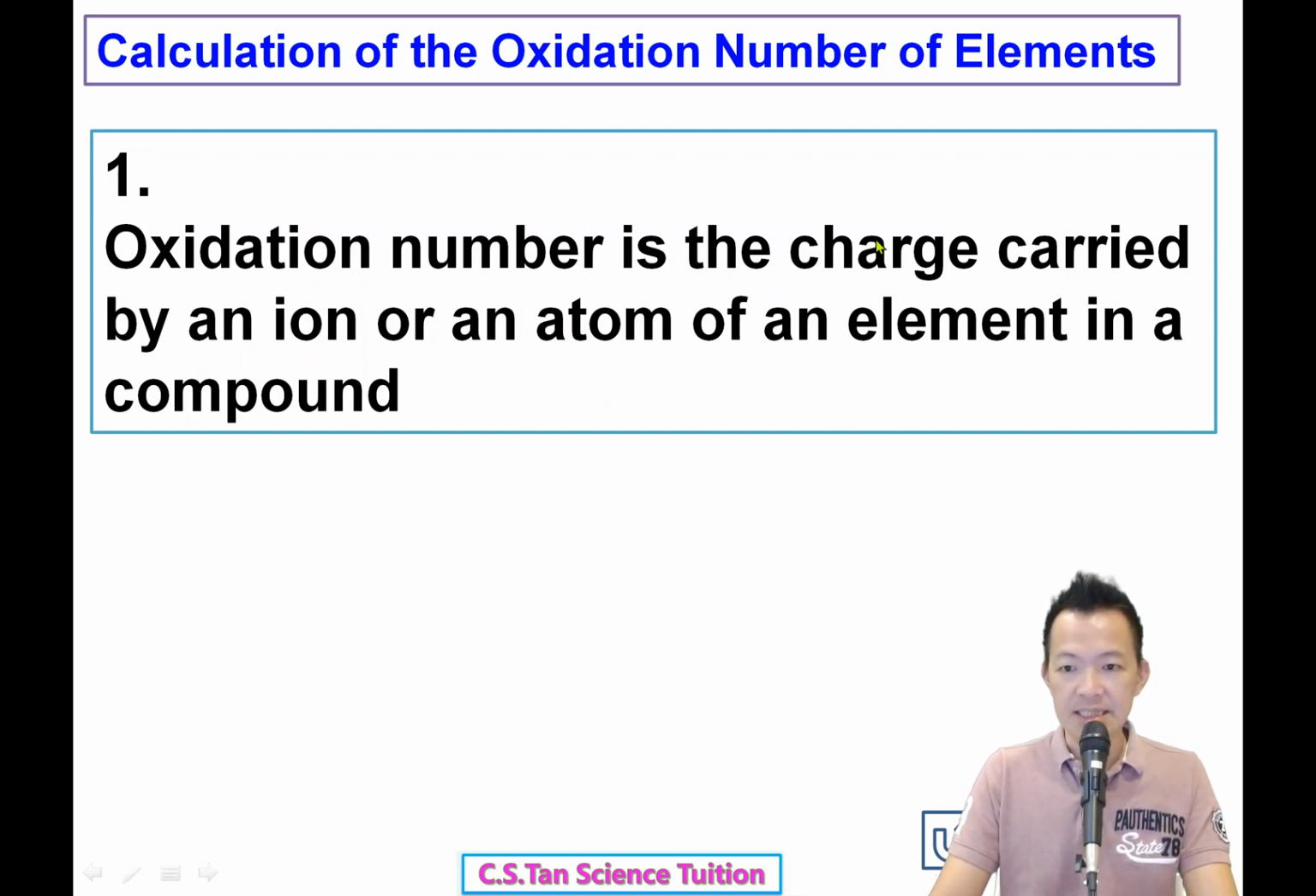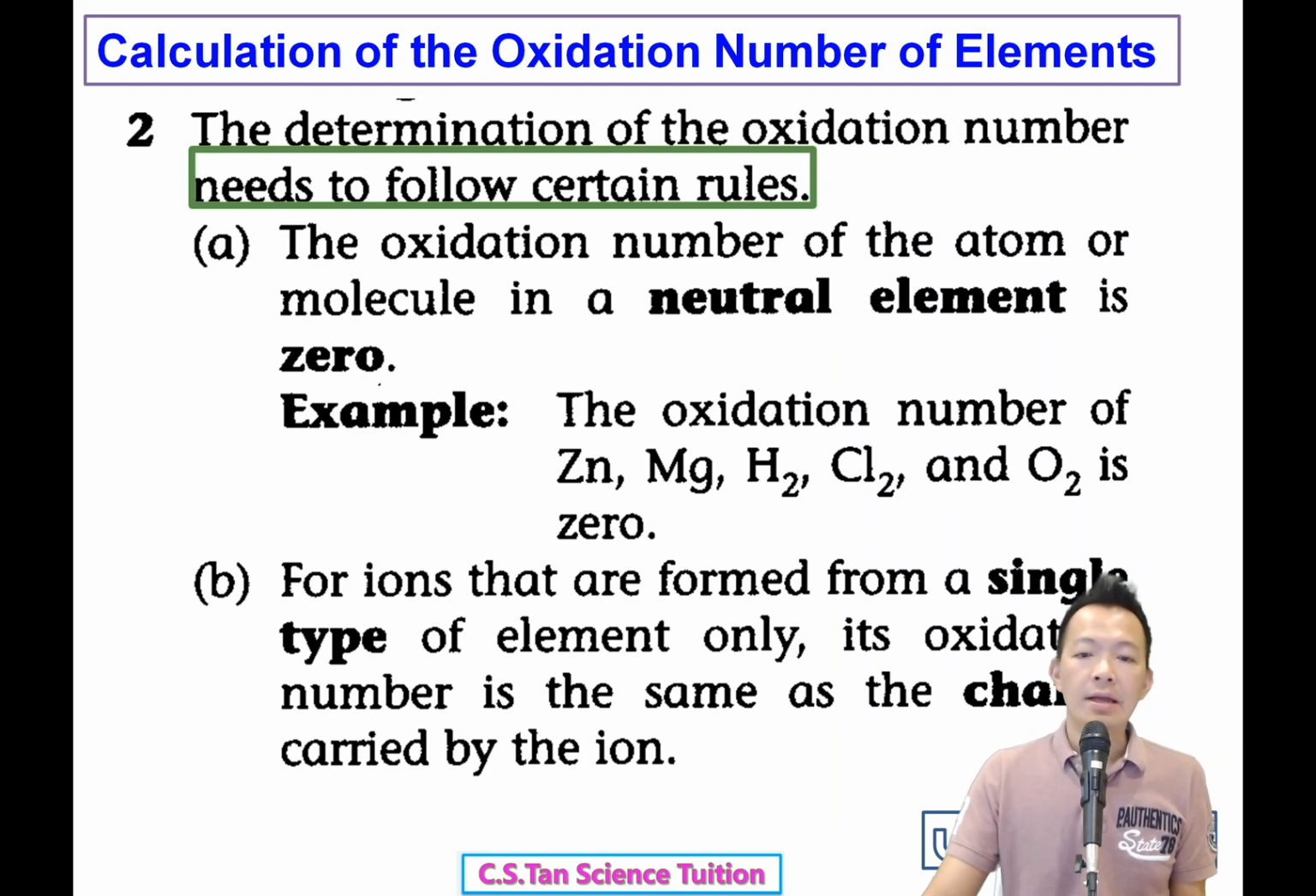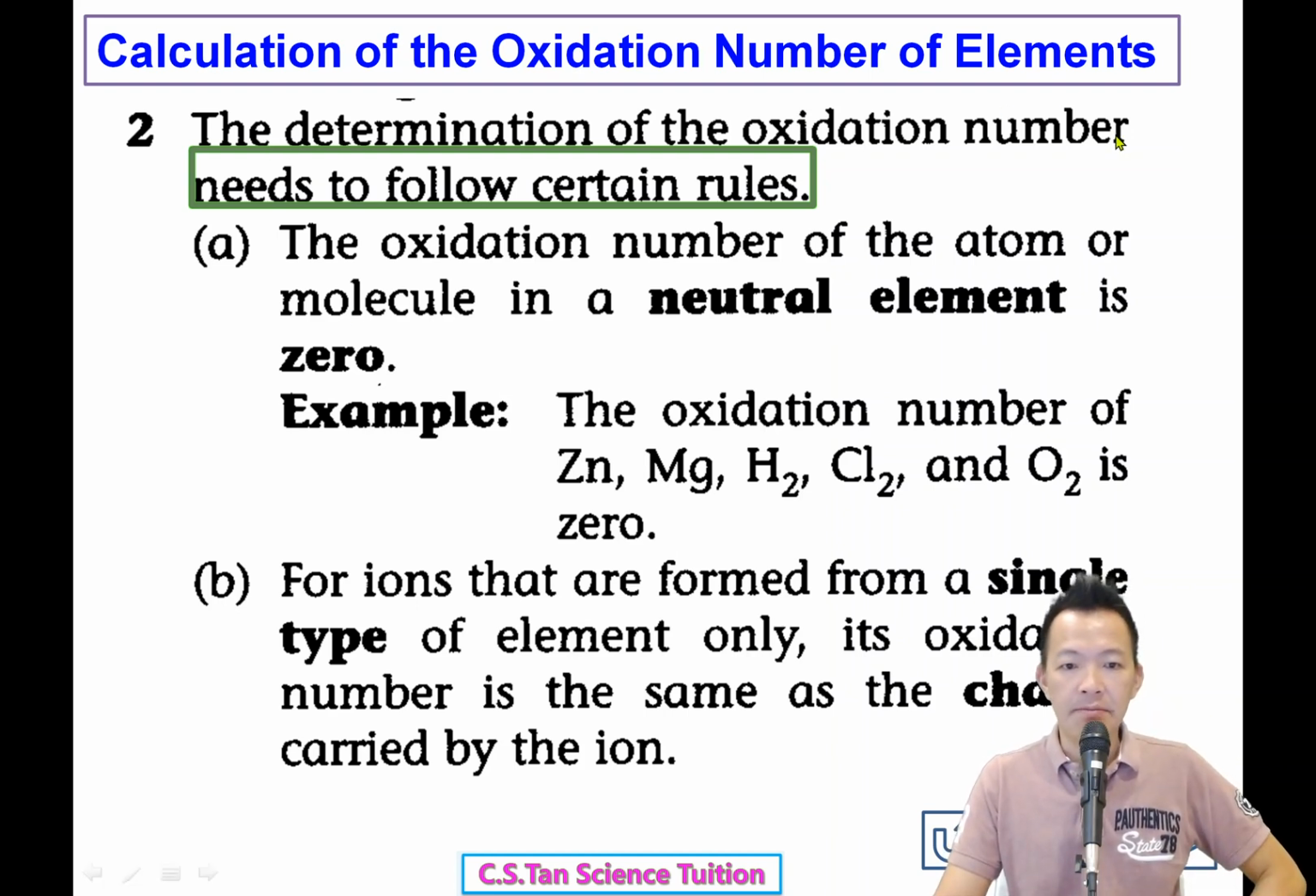Or what is meant by oxidation number? Oxidation number is a charge carried by an ion or an atom of an element in a compound。Oxidation number 就是某某元素的原子它的 charge，某某元素它的离子，如果它的原子变离子，它的离子的 charge 就叫 oxidation number。Okay？So to determine the oxidation number, we need to follow certain rules. 如果要找到某某元素它的原子离子的 oxidation number，它的 charge，we need to follow certain rules.